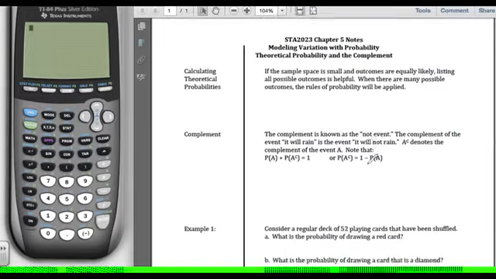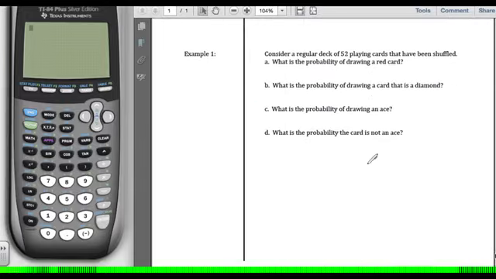Example 1, we're going to use a deck of cards to examine the sample space. Example 1 says, consider a regular deck of 52 playing cards that have been shuffled. What is the probability of drawing a red card? Probability of drawing a red card would be 26 out of 52, which is equal to 1/2 as a simplified fraction or 0.5 as a decimal.